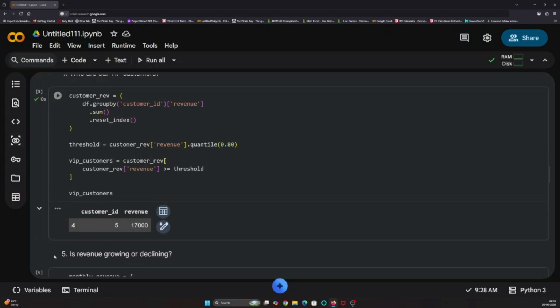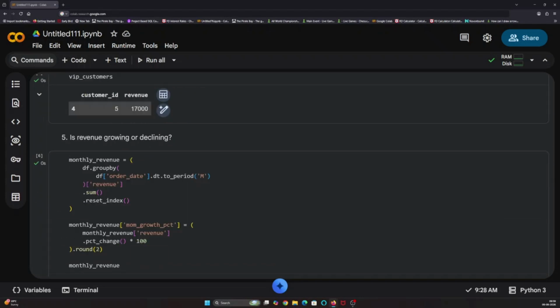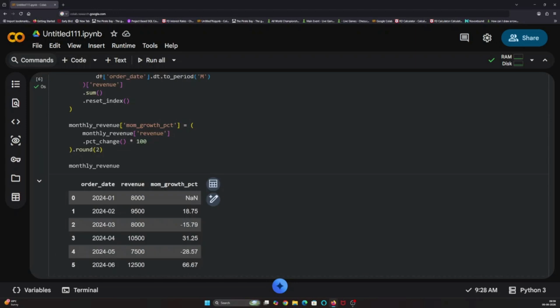Moving on to the next problem statement. Is the business growing or declining? This is one of the most important questions executives ask. Are we growing? And this is how we solve the problem. Here we are grouping revenue by month, then calculating month over month growth. So here we can see that positive growth means the business is expanding. Negative growth may indicate competition, seasonal effects, marketing issues. This type of analysis appears in almost every executive dashboard.